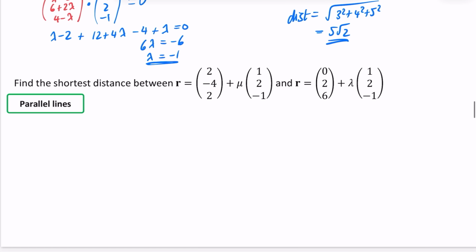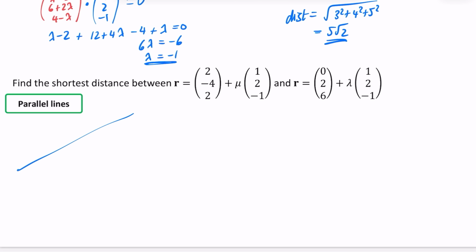So if we're trying to find the shortest distance between two parallel lines like this, well, this distance is the same as this distance, which is the same as this distance. All of the distances are the same absolutely anywhere. So if I just found a point that was on one of the lines, and I found the shortest distance between that point and the line, then I found the shortest distance between the parallel lines.